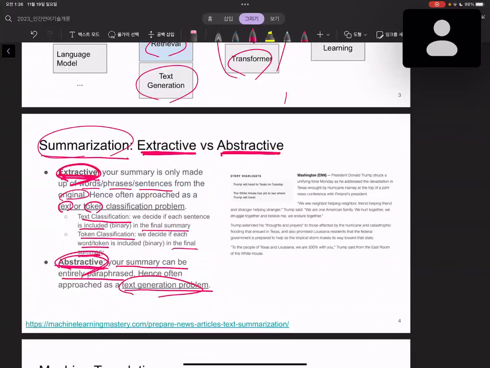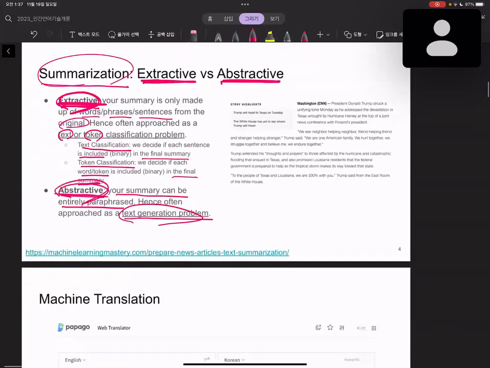So in general, we use the extractive summarization method. That is easier to train and easier to evaluate. So why not use the extractive approach? But sometimes there is no way to use the extractive summarization method.